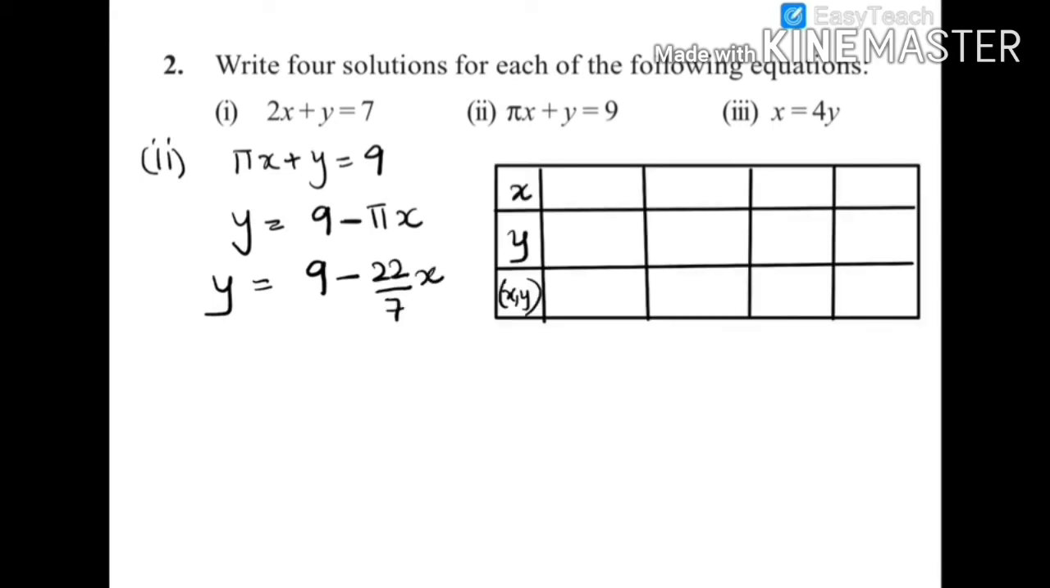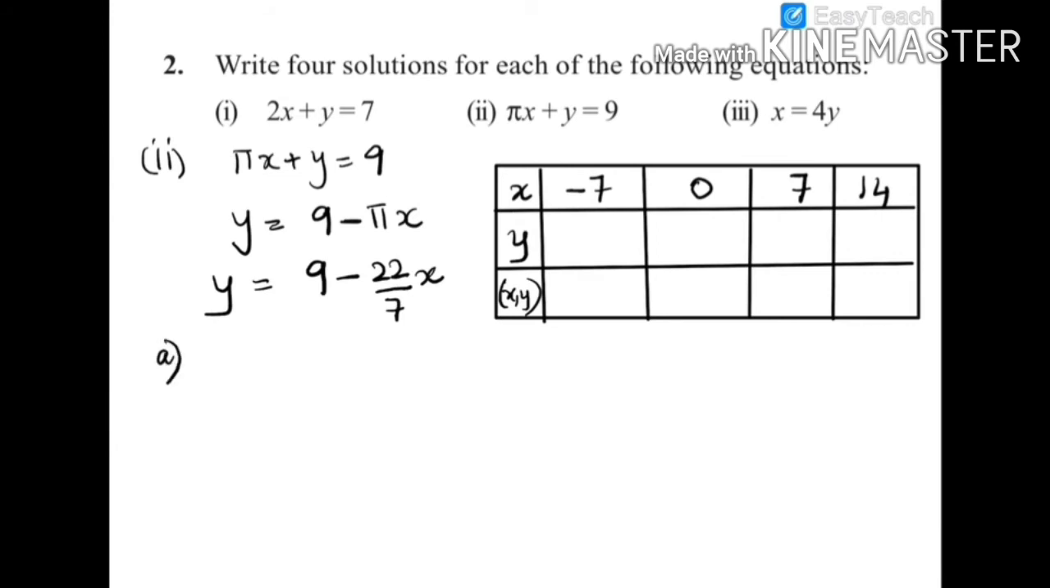Let's choose some values for x. Now notice that the coefficient of x in this expression is minus 22 on 7. So to keep my calculations easier and convenient, we will choose values of x which are multiples of 7, so that on substituting I will not get a fraction over here. So let's choose x as minus 7, 0, 7 and 14.